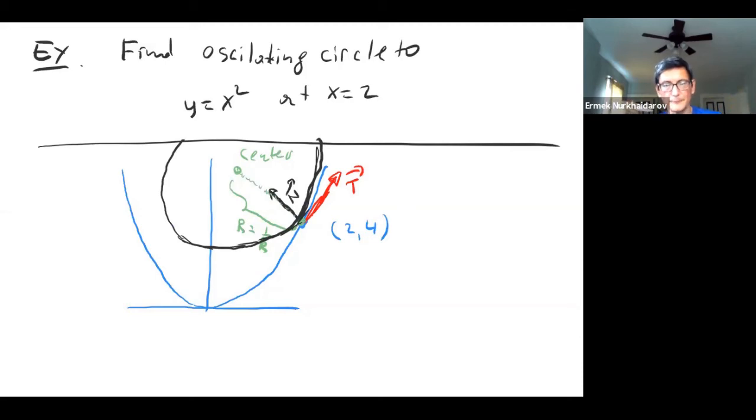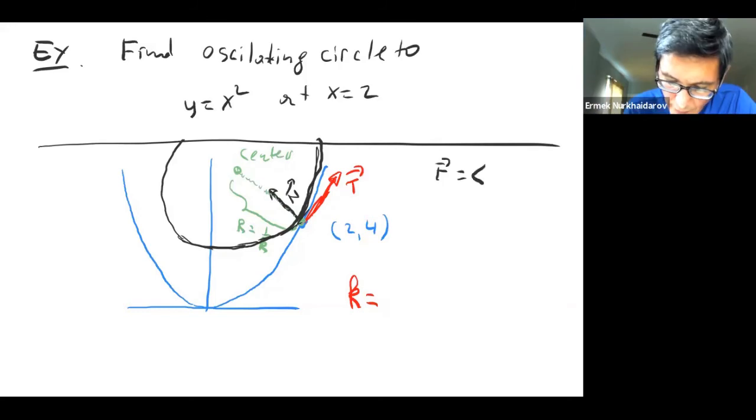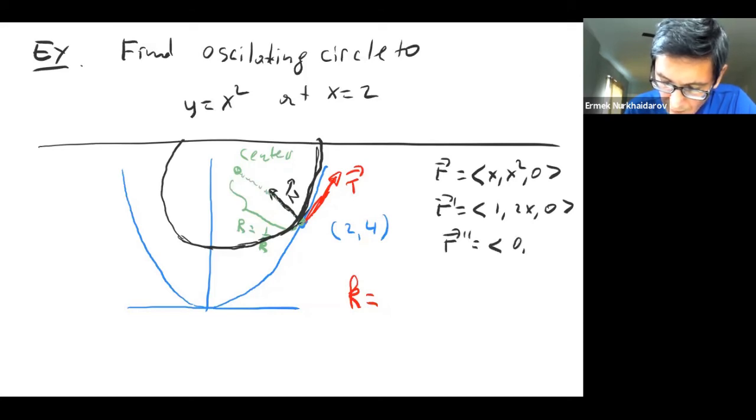Okay, so let's do calculations. First, let's write down the parameterization of our curve. I need to find the curvature first. You can either jump to the shortcut formula which we derived last time for a two-dimensional function y equals f of x, or you can switch to parameterization and say x is x, y equals x squared, and z equals 0. So r equals x, x squared, 0; r prime equals 1, 2x, 0; r double prime equals 0, 2, 0.